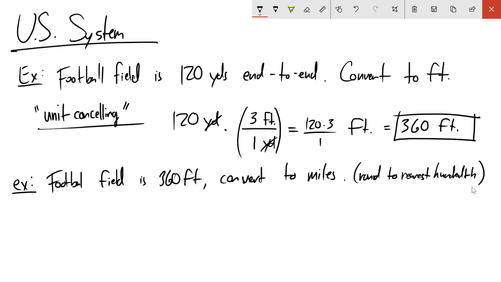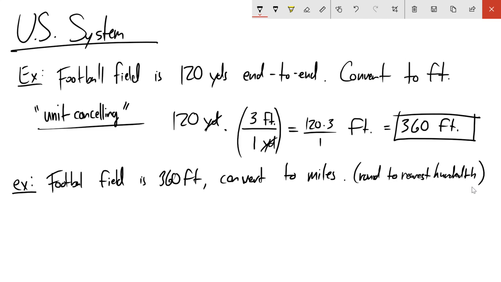5,280, because why not? I don't know, but that's just the rule. So then how do we convert that into a mile? Multiply or divide? It's going to be division. How do you know it's going to be division?